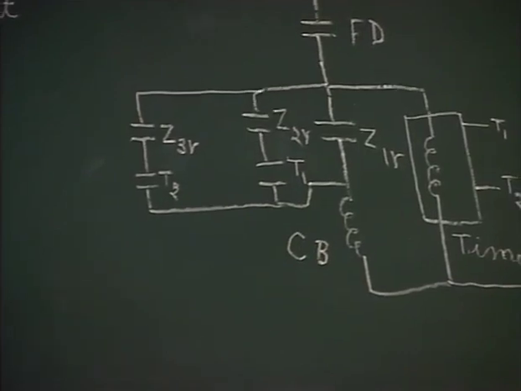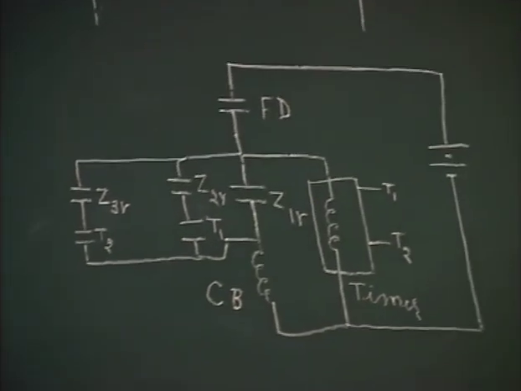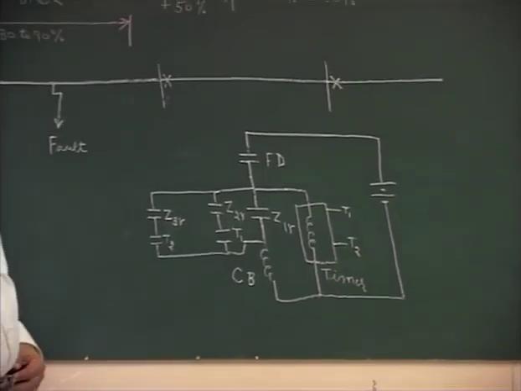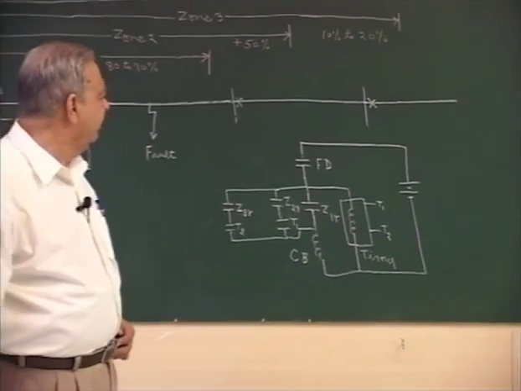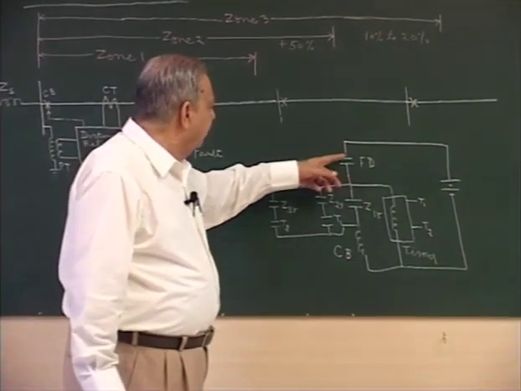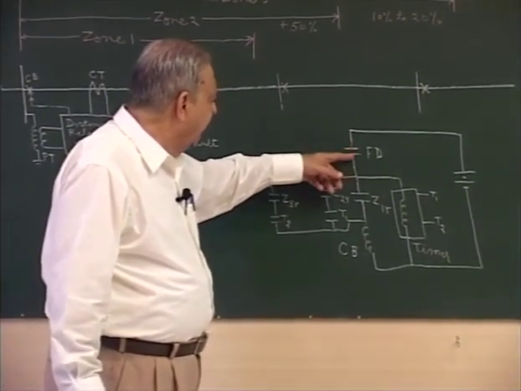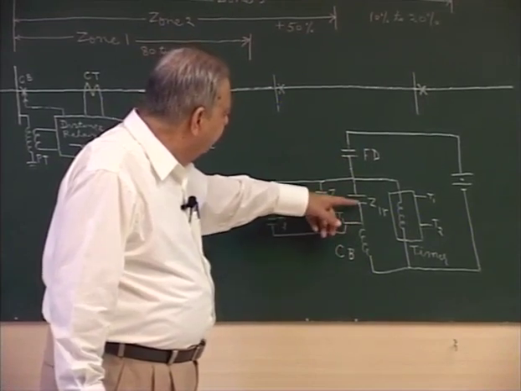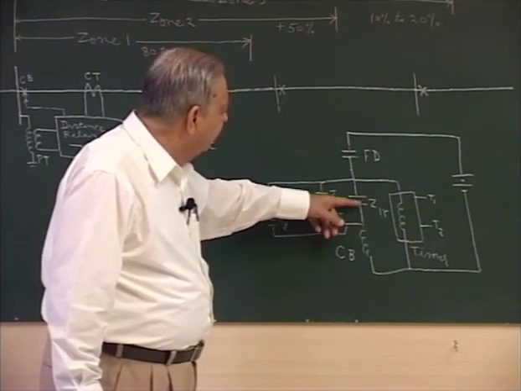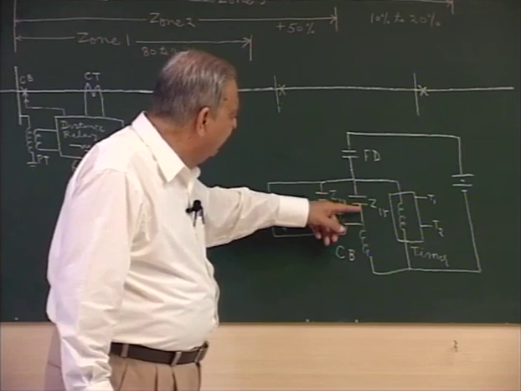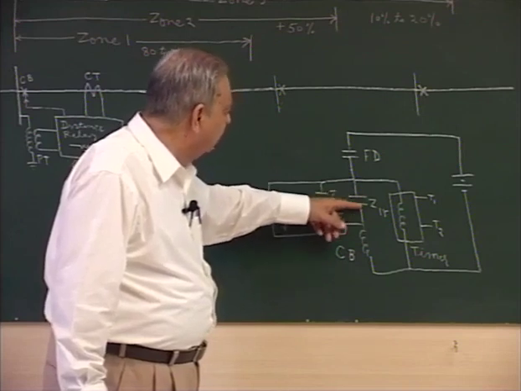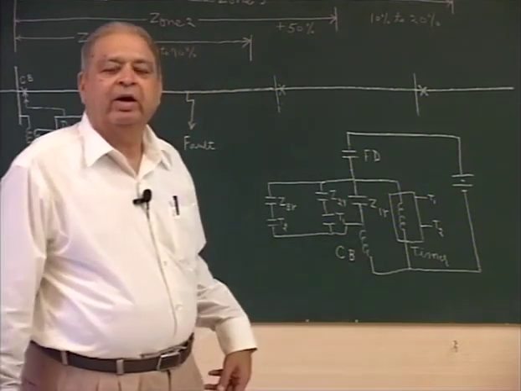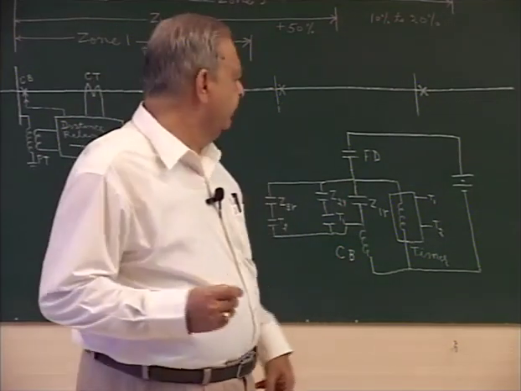So if the fault is close to the relay, that is within 80 to 90% of the length of the line, then the fault detection relay will operate, and this is the first zone. If it is within the first zone, this contact will also close, and supply will be available to the circuit breaker for tripping purpose.